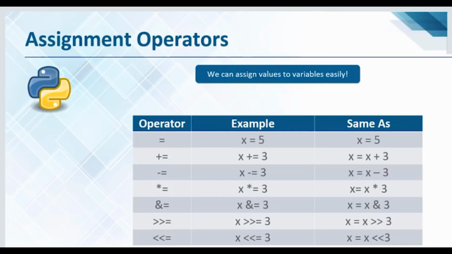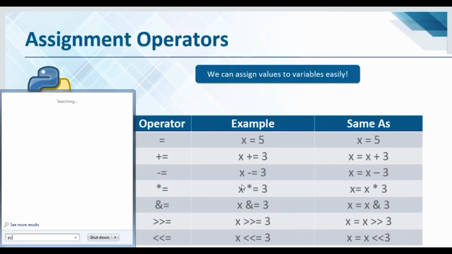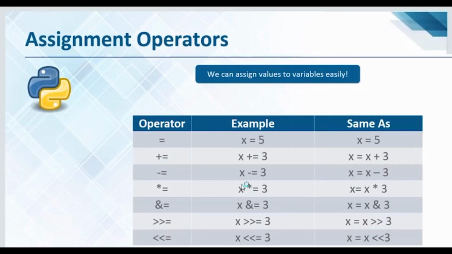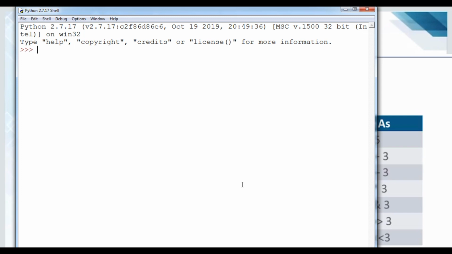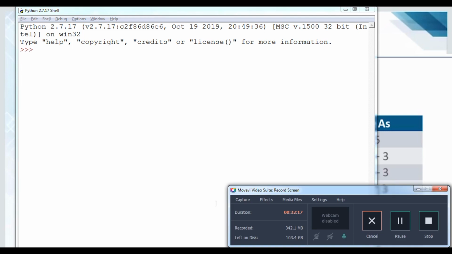Next, assignment operator. For the assignment operator, we can see the example. Here is equal, x equals 5, which is the same as x equals 5. Here is plus equals, x plus equals 3, which is the same as x equals x plus 3. So let us do it practically now, students. I'm going to close it and then open it again, and in shell mode, in interactive mode, I will perform the same operation.